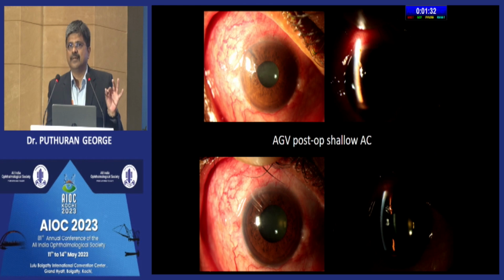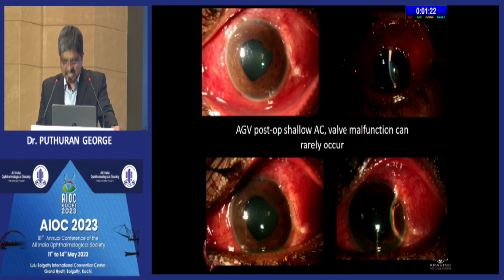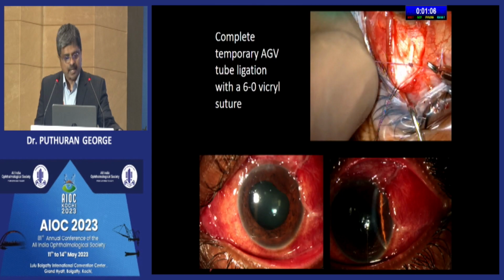A note that shallow ACs are common even with valved implants. Mild choroidal effusions can cause shallow ACs. Usually, with conservative treatment, most of them form well. But here was a patient on the third day post-op, fifth day post-op, still with a shallow AC. Provided the B scan doesn't reveal any hemorrhagic choroidals and the pressures are still low, keep this in mind: valve malfunction is possible with an AGV, and you might have to ligate the tube to get the chamber formed.